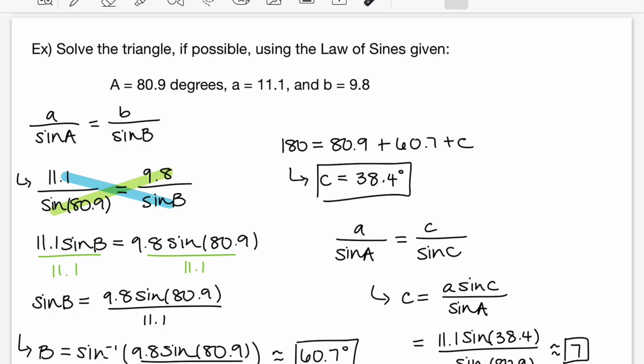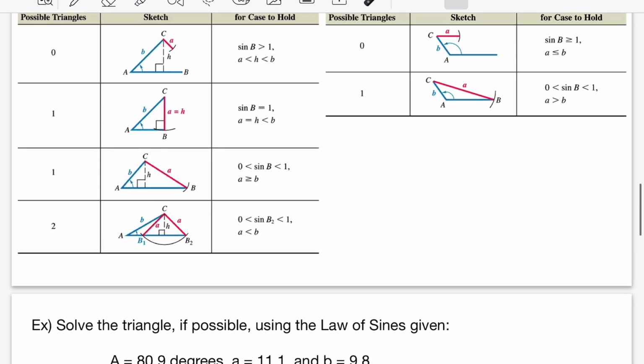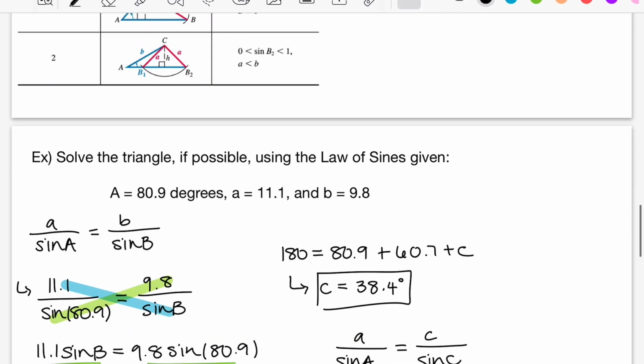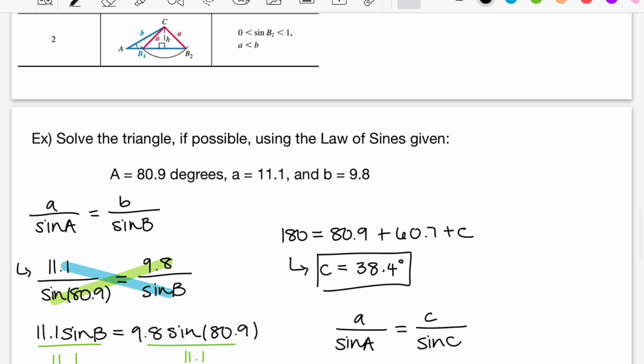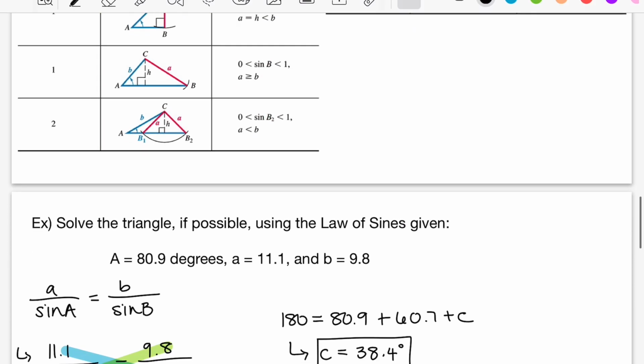Now we just want to make sure that this is the only triangle, this is the only solution here, and we can do so using what we discussed before, this table here. So notice, in this case, actually going back to this table here, notice that we're pretty much just comparing sine of our angle B and then our side lengths A and B here. Well, notice our length A here is going to be greater than our length B. So that's one thing that's true.